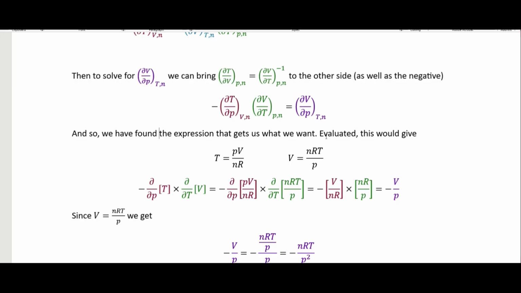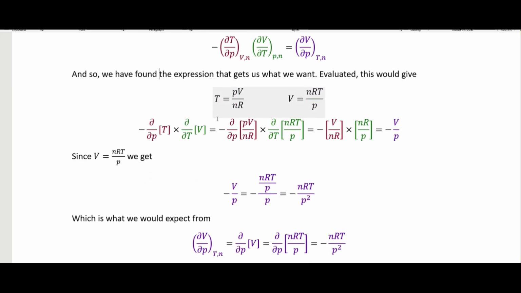If we want to evaluate this to see if it actually works, remember the temperature is equal to PV over nR, and the volume is equal to nRT over P, and so we will put those in for the temperature and volume, which is what we are taking the partial of up here.